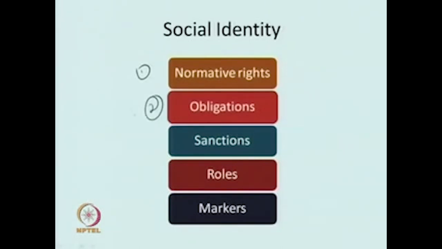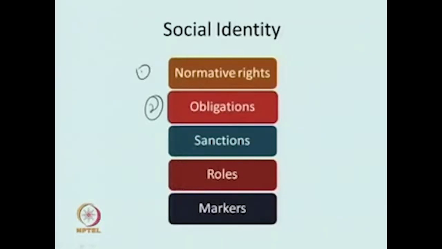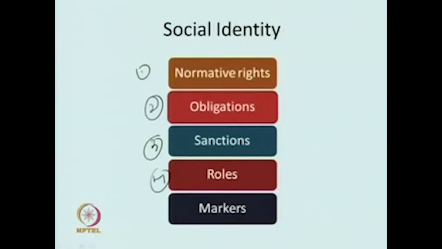Along with the normative rights comes second, the issue of obligations. If you have normative rights given to you that give you your sense of identity, which is given to you externally by society, you also have certain obligations. Then there are certain sanctions, okay, that are allowed to you by society, right? And finally, there are roles that you play, and these roles are constituted by what? These roles are not arbitrary. These roles are not assigned to you for all time to come. These roles are dynamic and these roles are constituted, I would say, by these three points above them.